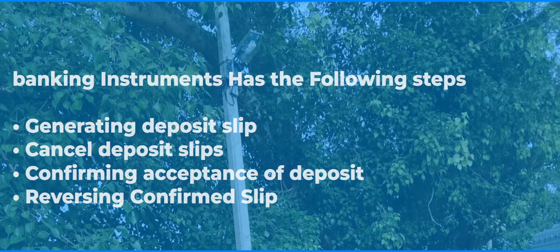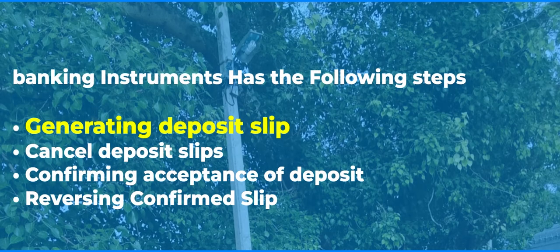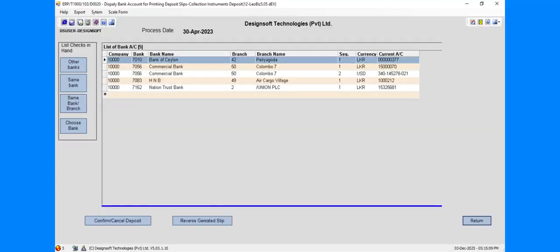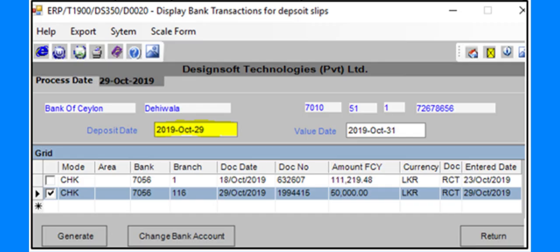Process has process steps. Generating deposit slip is for collectible instruments, that is excluding checks dated later than current date, separate slip for same bank and other bank instruments. In the generation of deposit slip, value date will be computed by the system if bank holidays are marked in the system-defined calendar.